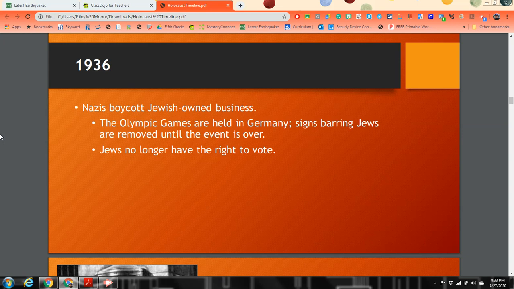So if the Jews were allowed to vote, then they could vote different people into the office, which would go against Adolf Hitler's beliefs. So he didn't want that. So one quick way to squash that is to just get away with the voting, just period.